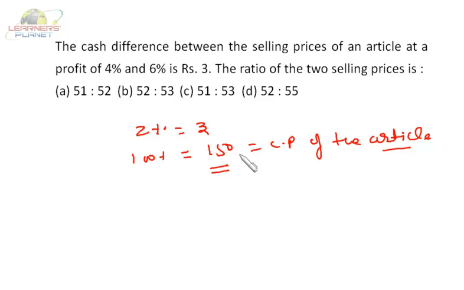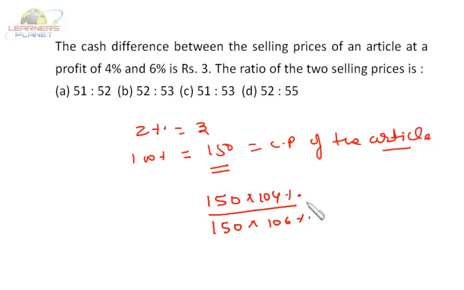Now we have to calculate the selling prices at 4% profit and 6% profit. If the profit is 4%, the selling price will be 104% of 150. Since we have to find the ratio, I'm just writing it as it is. And when the profit is 6%, the selling price will be 106% of 150. So we can calculate the ratio. It's 52/53.